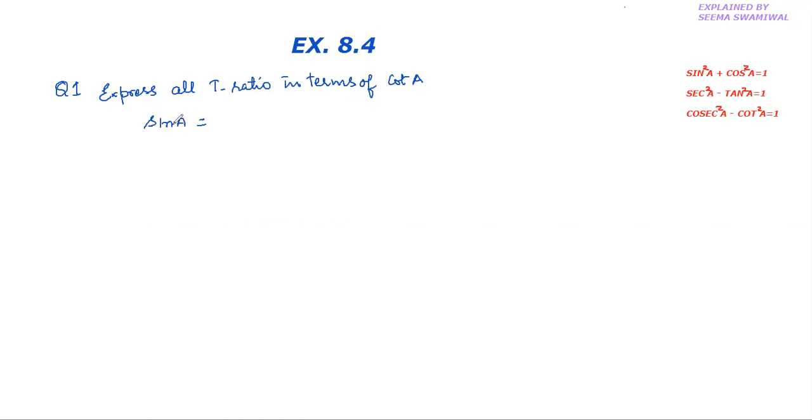So if you want to express sine A in terms of cot A, first of all you will find out the relation between sine A and cot A, among all these three trigonometric identities, you will decide yourself which can be converted into sine. So children, you know that this is cot that we need, and we need sine. So cosec is the reciprocal of sine, which can easily be converted into sine. So I will select this one. I will start from here and will find a relation between sine and cot.